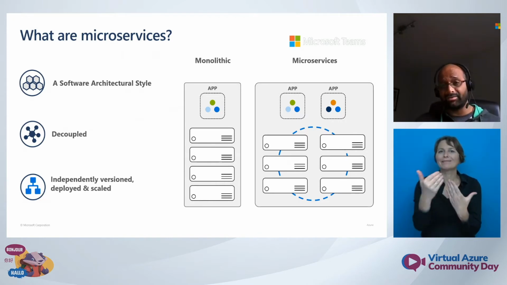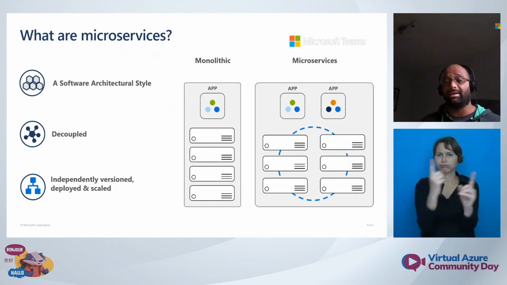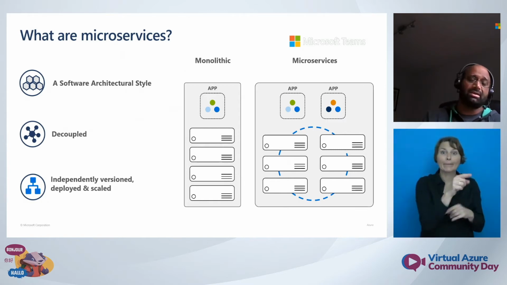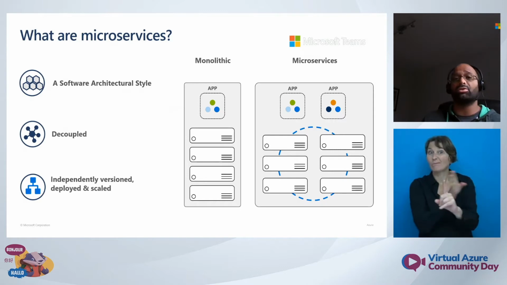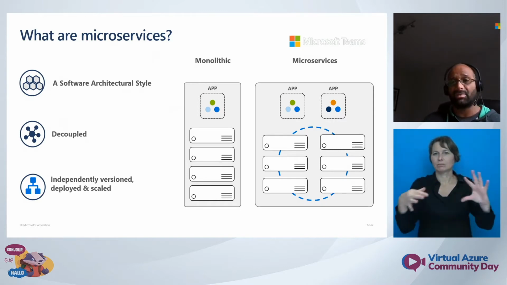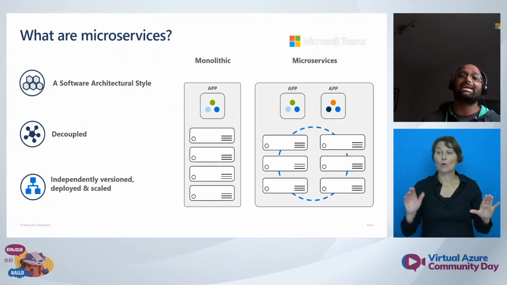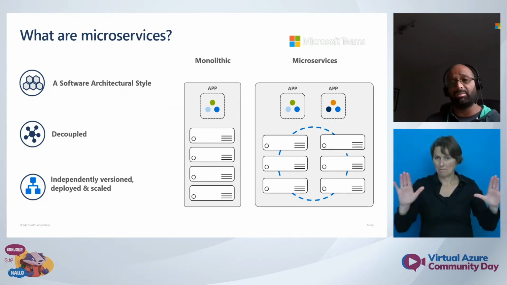These services are very much decoupled, meaning that if you make changes in one service, they do not affect other services as long as you do not change the interfaces. These services are independently versioned, deployed, and scaled. This is one of the biggest benefits of microservices architecture.